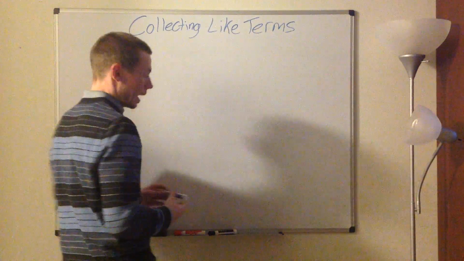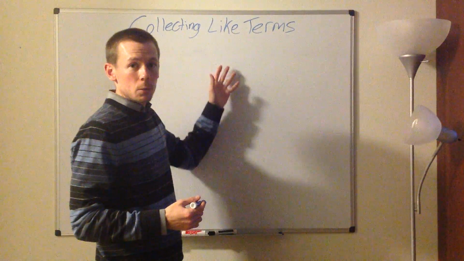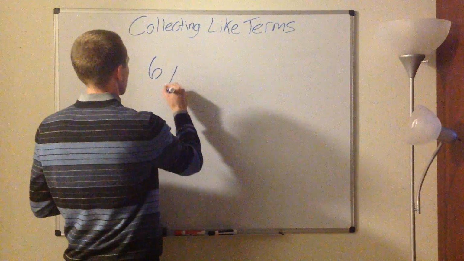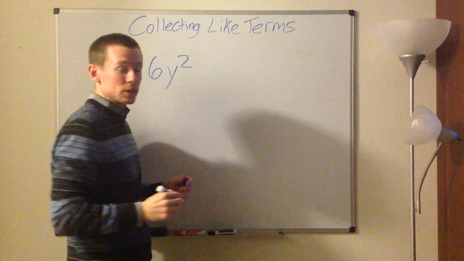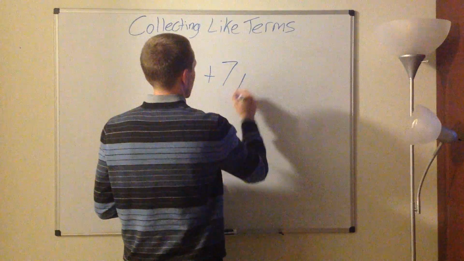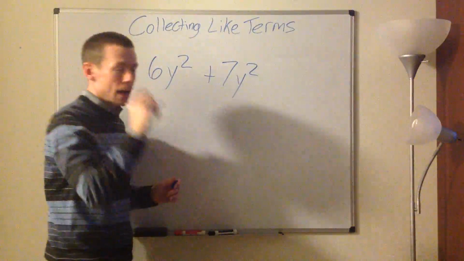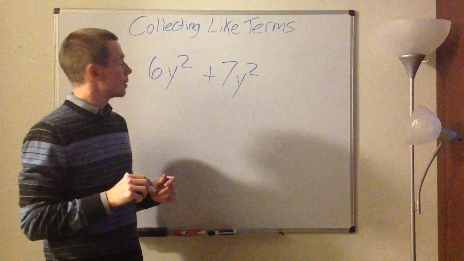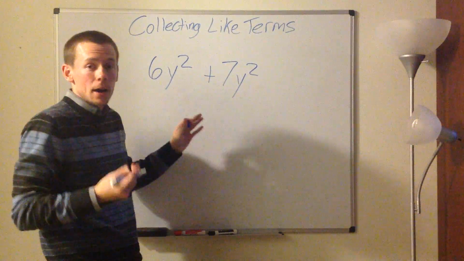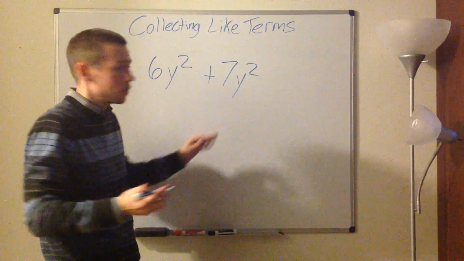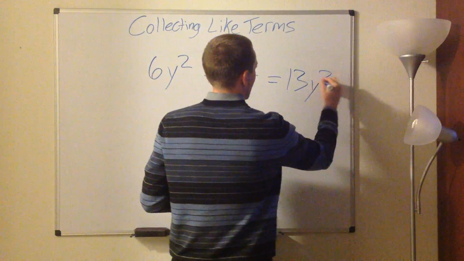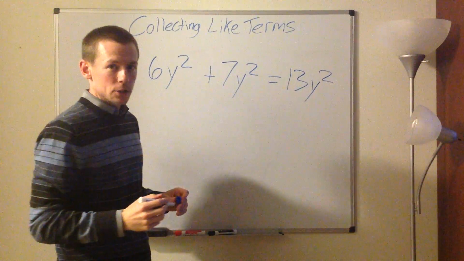So let's take a look at one more example of each, one where we can and one where we cannot add. Let's say we have 6y to the second power, or 6y squared, and we want to add it to 7y squared. Can we do that? Actually, yeah, because y squared and y squared are sort of like 6 flowers and 7 flowers. That would be 13y squared.